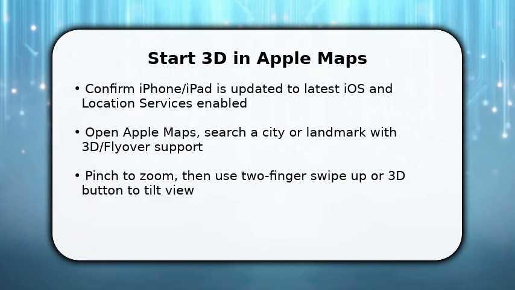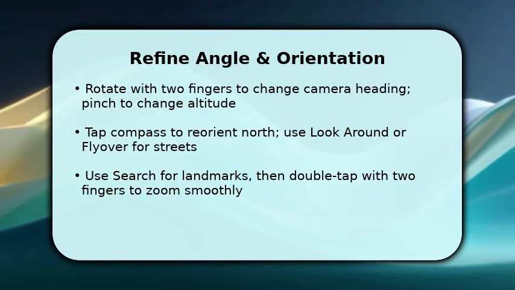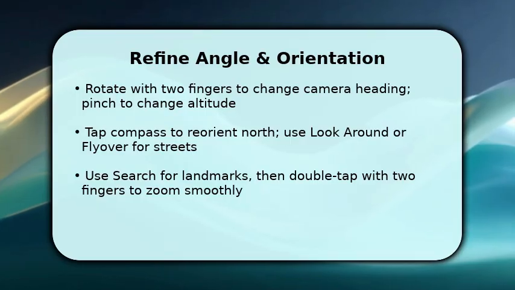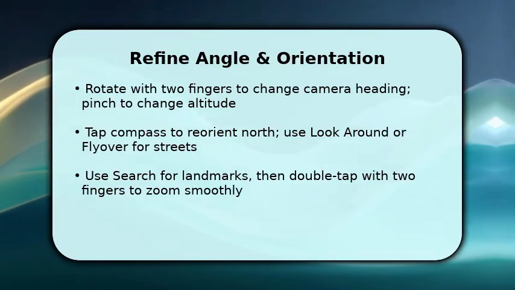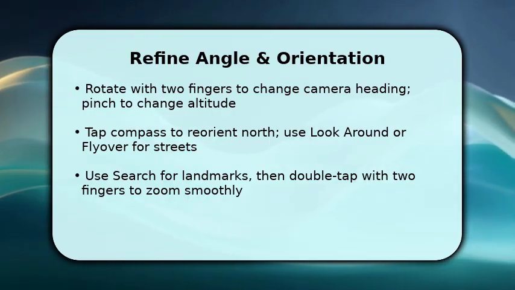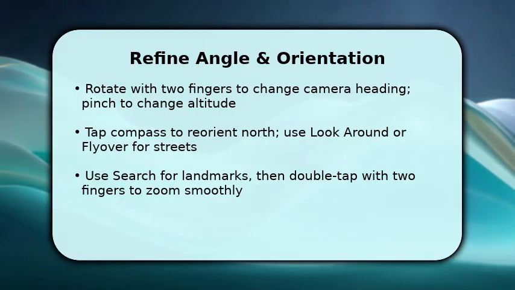Once you're in 3D, refine your view by rotating with a 2-finger twist. That changes the camera heading so you see the side of buildings. Pinch to move closer or farther, think of altitude, lower for detail, higher for context. Make sure to tap the compass icon to snap orientation or recalibrate if the view feels off.